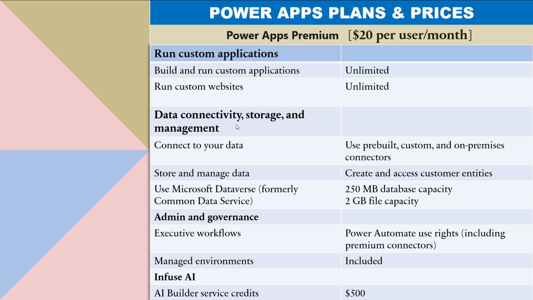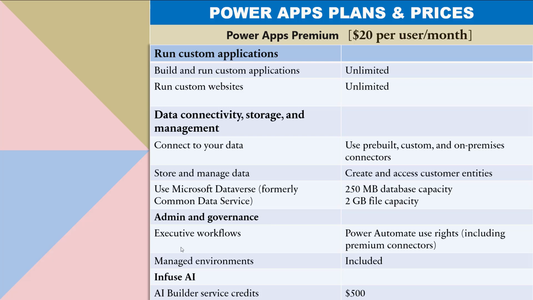Second one is data connectivity, storage, and management. So connect to your data. You can use pre-built, custom and on-premises connectors. Store and manage data. You can create and access custom entities. Use Microsoft Dataverse, formerly, before it was Common Data Services, now it has been converted to Microsoft Dataverse. So 250 MB you can get for the database capacity, and 2 GB for the file capacity, for the Common Data Service, meaning Dataverse capacity.